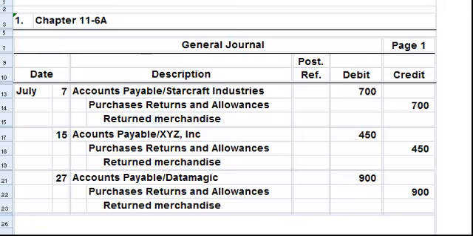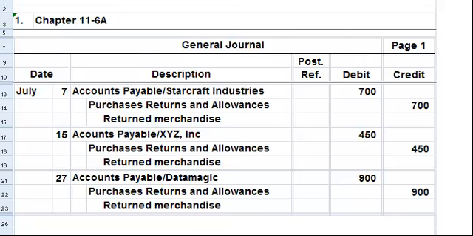So on July 7th, we returned merchandise to StarCraft Industries for $700. So if we return the merchandise to them, we no longer owe them that $700. So we're going to debit our accounts payable, and then we're further going to debit StarCraft Industries in the accounts payable ledger, their specific account, and then we're going to credit our purchases, returns, and allowances, because at the end of the period, we are going to have a total sum in our purchases, returns, and allowances to know how much we returned overall for the accounting period.